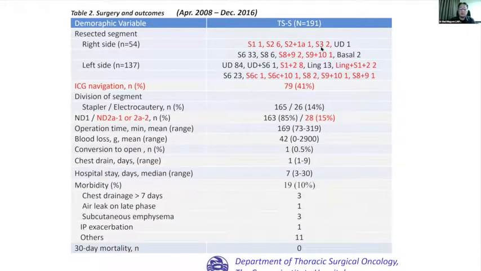We experience many various kinds of segmentectomy, including subsegmentectomy. ICG navigation was done in 41%, operation time was 170 minutes, and blood loss was 42. There was one conversion because of PA bleeding. In this case, blood loss was about 3 liters. It's very life-threatening, but the patient is healthy now. Chest drainage was 1 day, and hospital stay was 7 days. Morbidity was 10%, and mortality was 0.